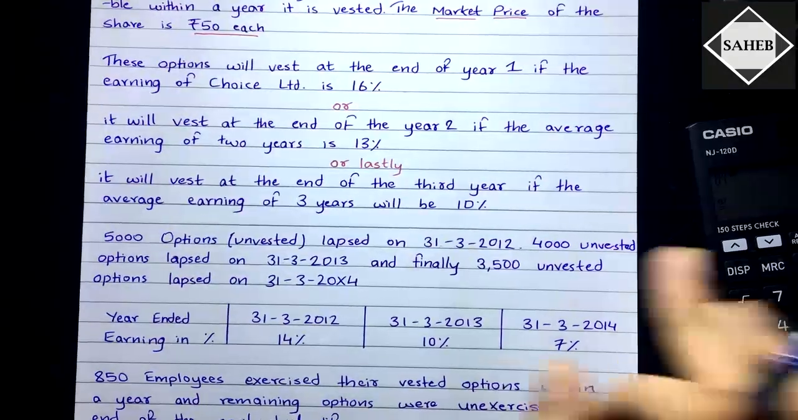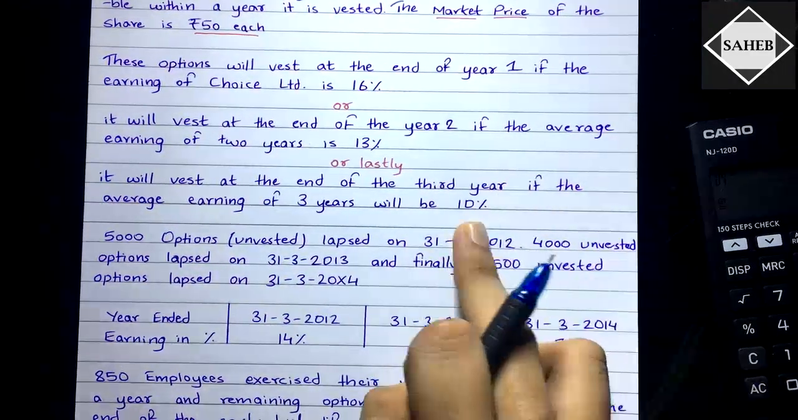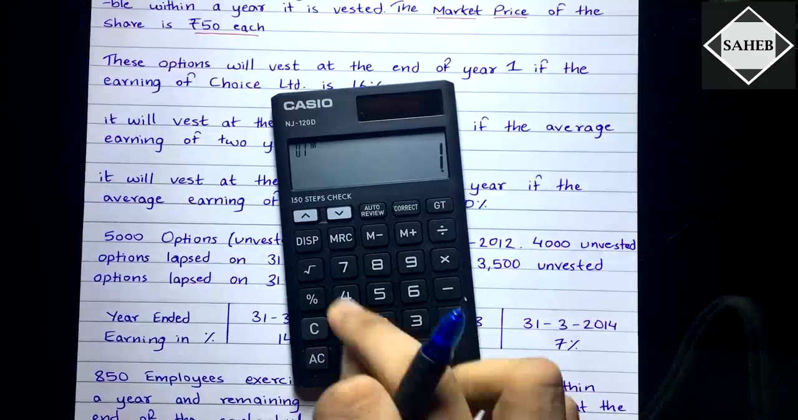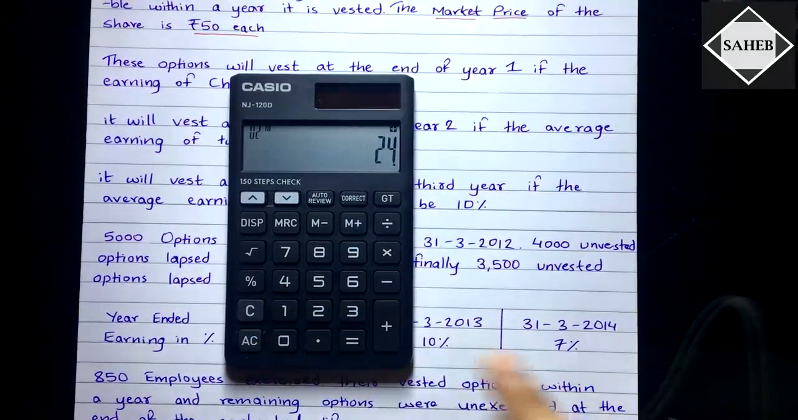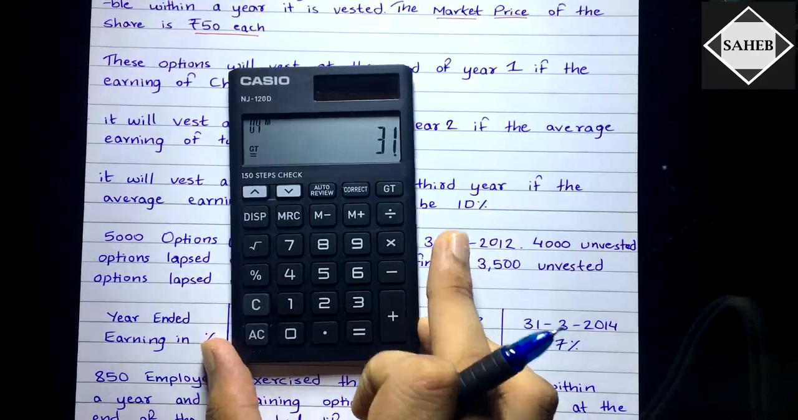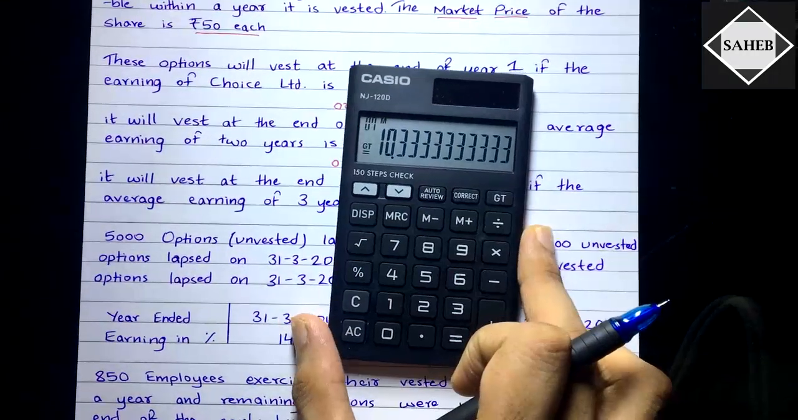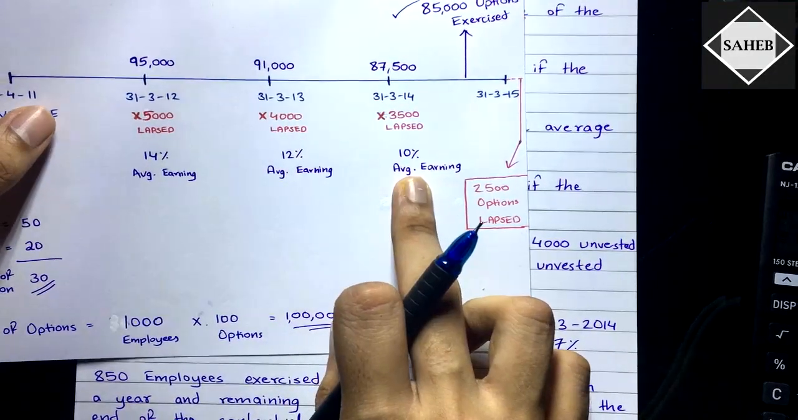And then they are saying it will vest at the end of 3rd year if the average earning of 3 years will be 10%. So सब तीनों प्लस करना है, all the three you have to add, right? So 14 plus 10 plus 7, that's equal to 31 divided by 3, because 3 years, right? So the average is 10.333. So I have just taken 10%, okay, 10.33, so 10%, right?